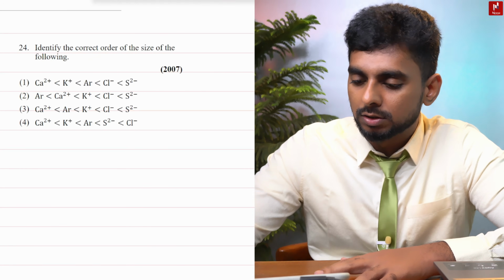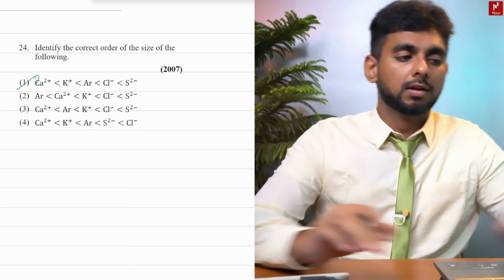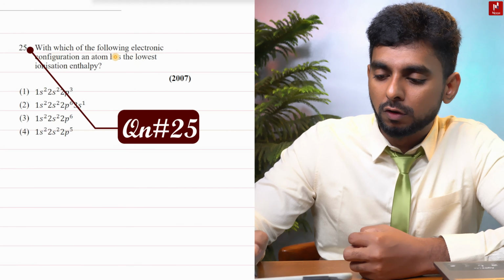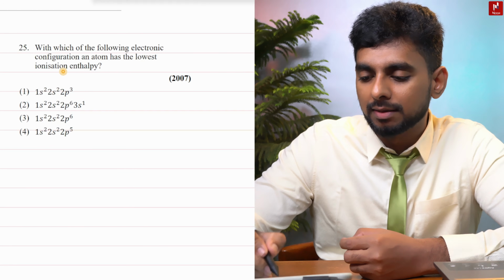So here the answer is option 1, right? Simple one, it has to be clear. Let's move to the next question. This question is: which of the following electronic configurations of an atom has the lowest ionization enthalpy, right?